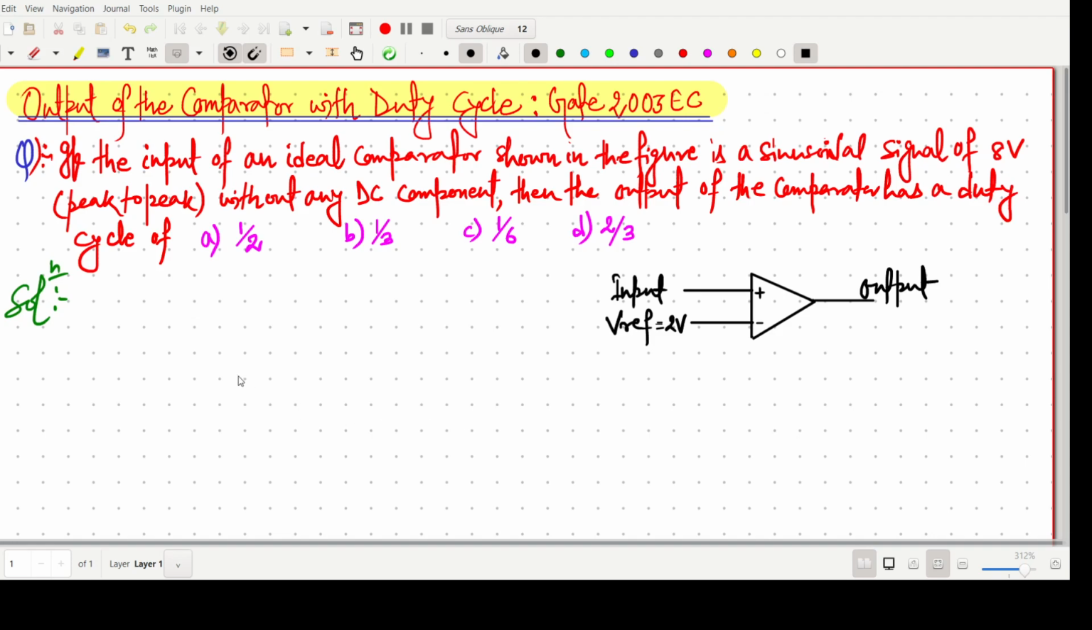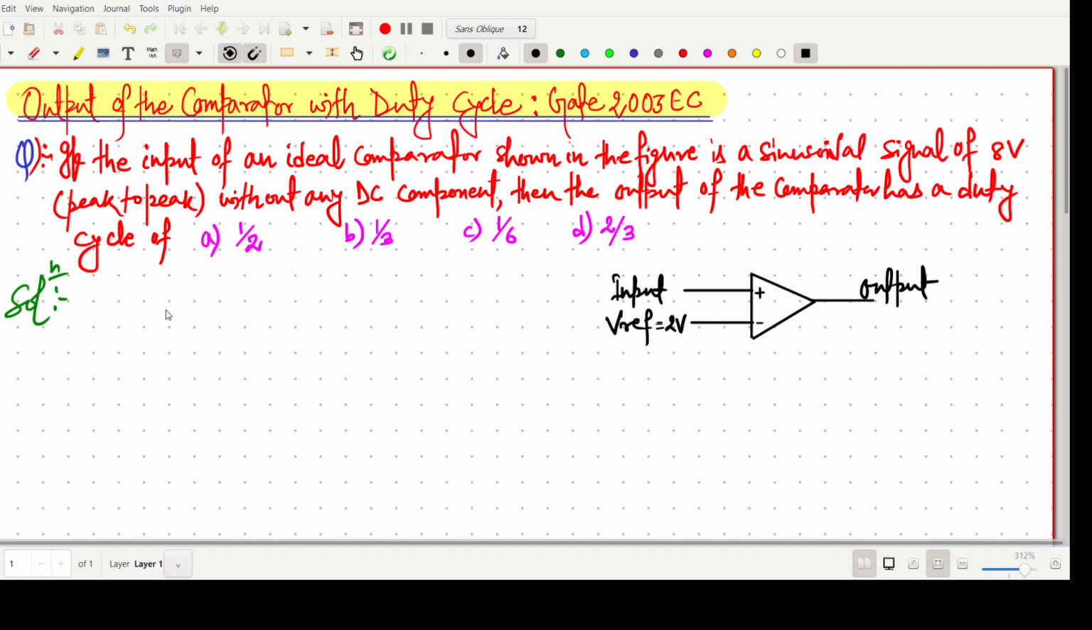So the question is, if the input of an ideal comparator shown in the figure is a sinusoidal signal of 8 volt, so here the input we are giving is an 8 volt peak to peak sinusoidal signal without any DC component, then the output of the comparator has a duty cycle. Option A 1 by 2, option B 1 by 3, option C 1 by 6, option D 2 by 3.